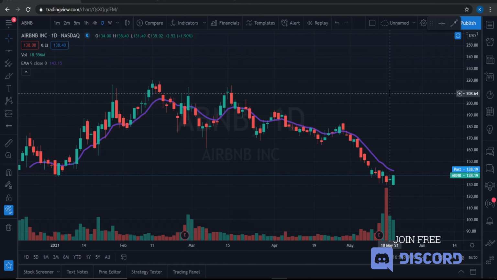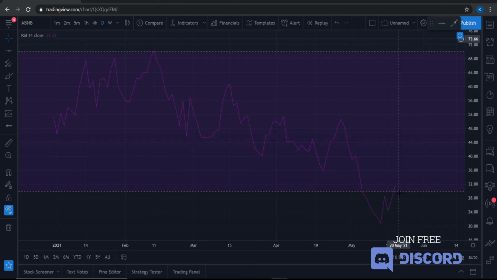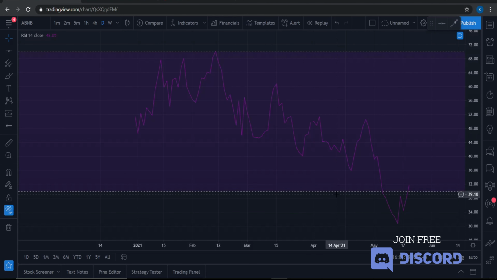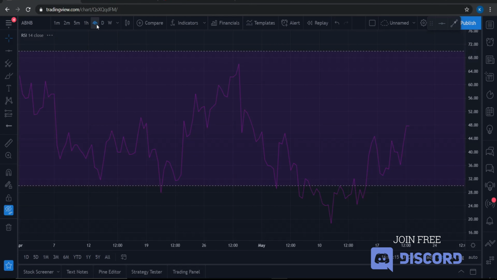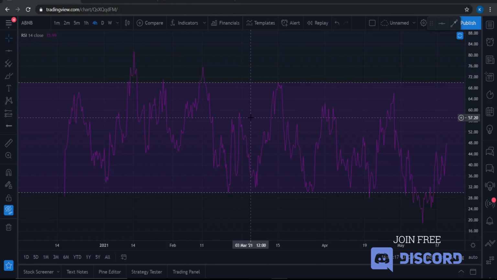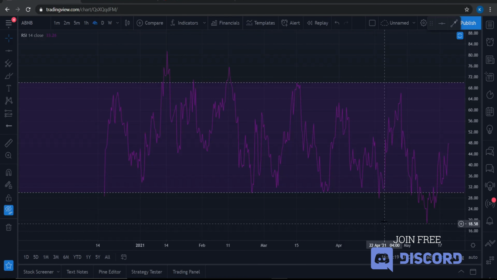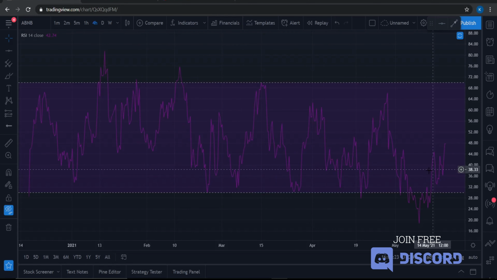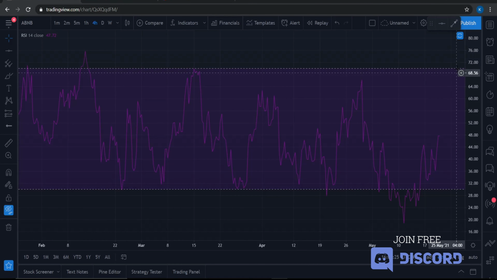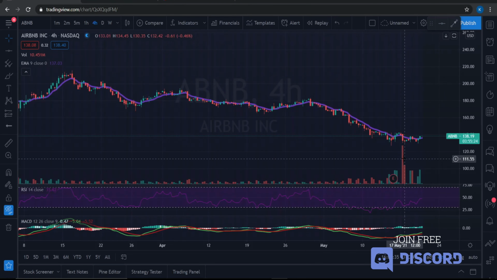So if we look at the daily RSI, we don't have a lot to go on because, again, it's a newer IPO. So if we shorten it down to a 4-hour time frame, you can see that this thing dipped all the way down to the 20 level, and it's been picking up ever since. So this thing could continue all the way back up to the 70 level on the 4-hour RSI. And if it were to, then it may be a reversal right here.